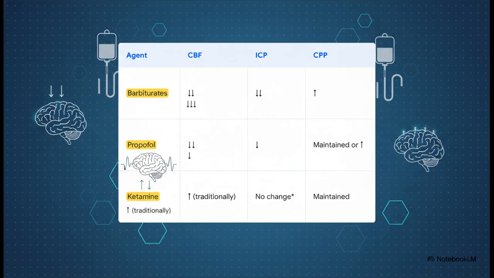Okay, so let's look at our options here. Barbiturates are really potent cerebral vasoconstrictors. They cause a huge drop in cerebral blood flow and intracranial pressure, which is exactly what we want, and that often improves cerebral perfusion. Propofol does something similar, just not quite as dramatically. Now look at ketamine. For years it was a big no-no because of ICP concerns, but modern evidence shows that as long as you're controlling ventilation, the ICP doesn't really change, making it a perfectly good option in some situations.